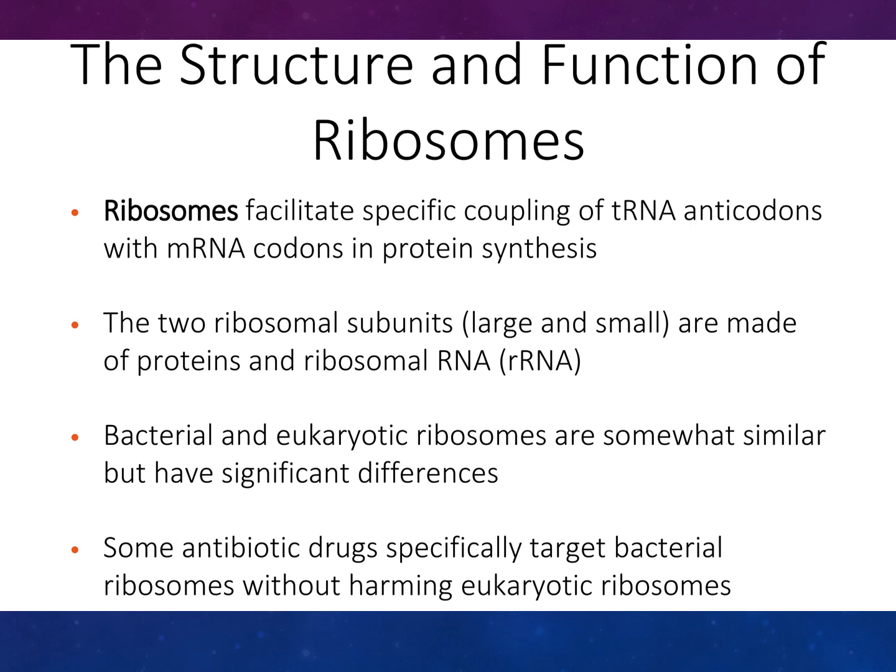The 2 ribosomal subunits, large and small, are made of proteins and ribosomal RNA. Bacterial and eukaryotic ribosomes are somewhat similar but have differences. Some antibiotic drugs specifically target bacterial ribosomes without harming eukaryotic ribosomes.